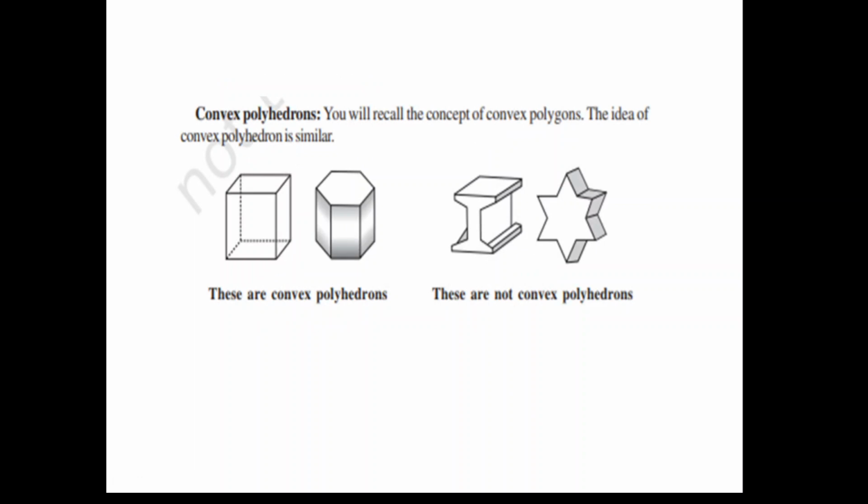Look at another category. Convex polyhedrons and non-convex polyhedrons. Look at this. First group, convex. Look at these, the corners come outside. Here some corners and edges go inside.